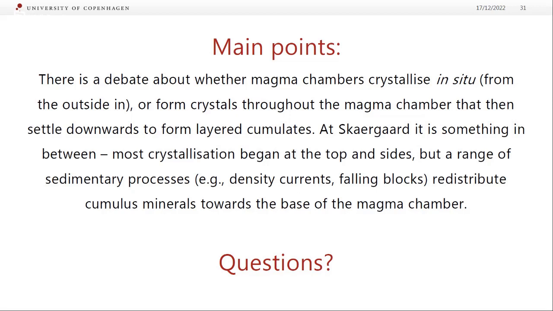Go ahead. Those sedimentary processes also explain the phase layering, or what? Because that's still this progressive fractional crystallization.